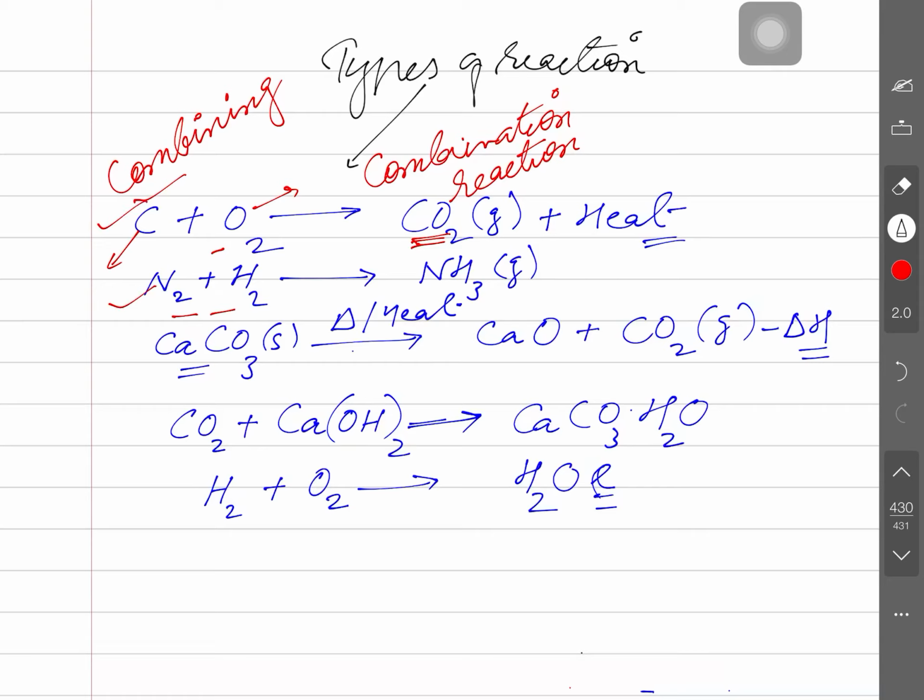Calcium carbonate has a bulky compound, and we are giving heat to the calcium carbonate. It's splitting into simpler substances. This is the complex substance, and these two are simpler. So what type of reaction is this? A decomposition reaction is taking place here.